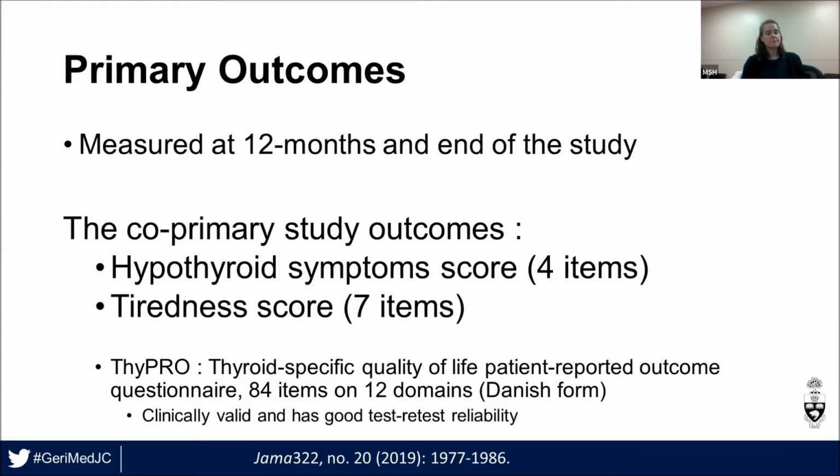So the primary outcomes measured at 12 months and end of study are hypothyroid symptoms and tiredness score. And this was based on a survey of the ThyPro, which has been used in many studies, and it is an 84-item survey looking at 12 domains. They use the Danish form, as there's many different forms, and it's clinically valid and has good retest reliability.